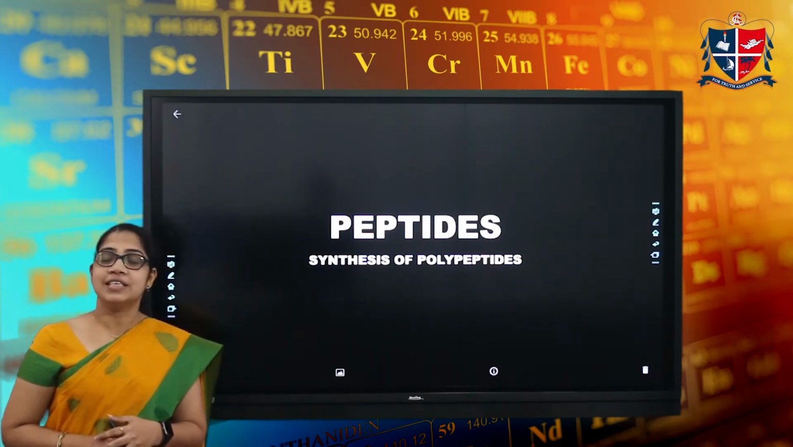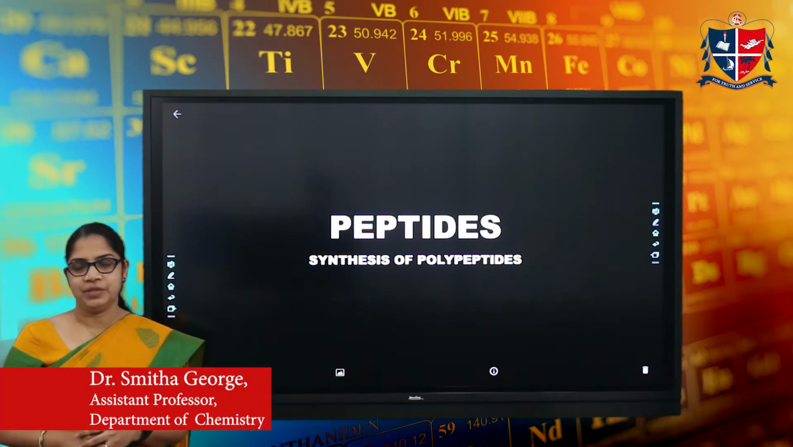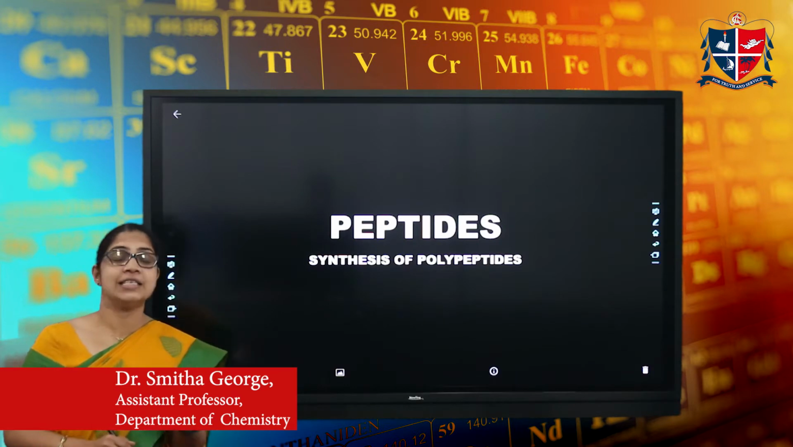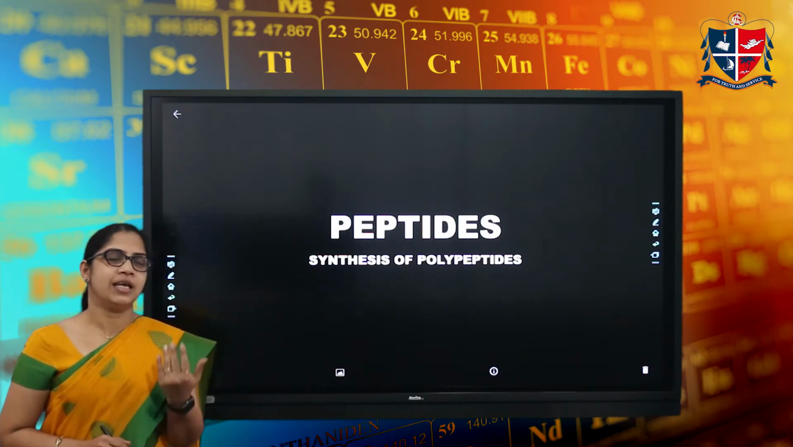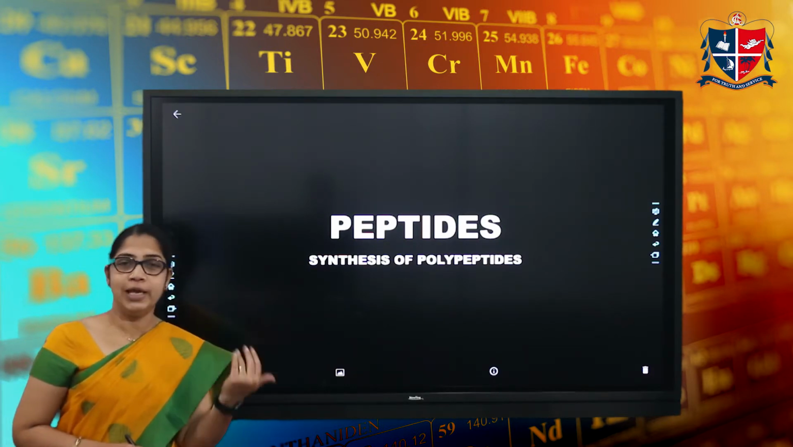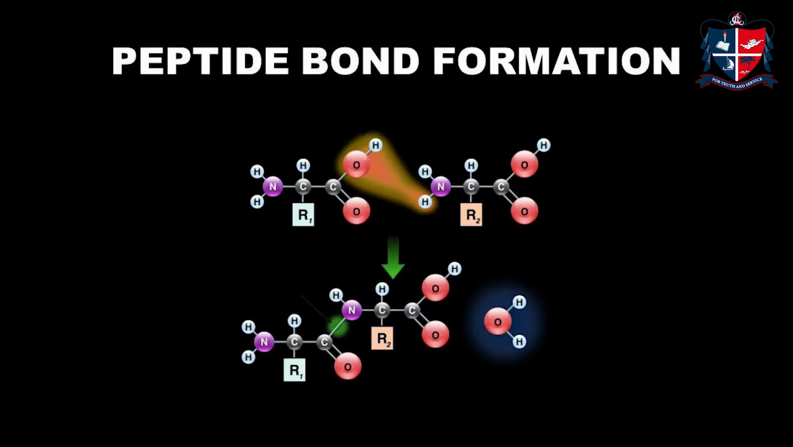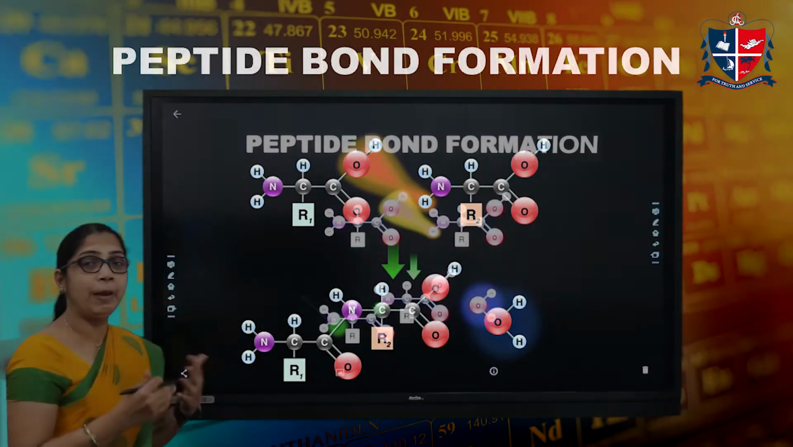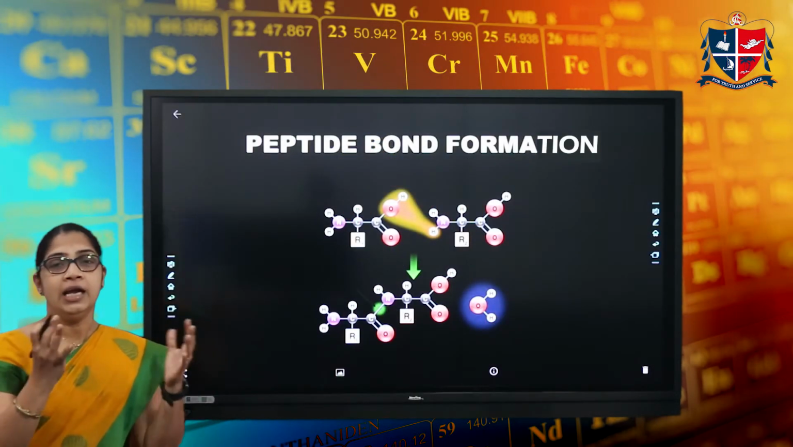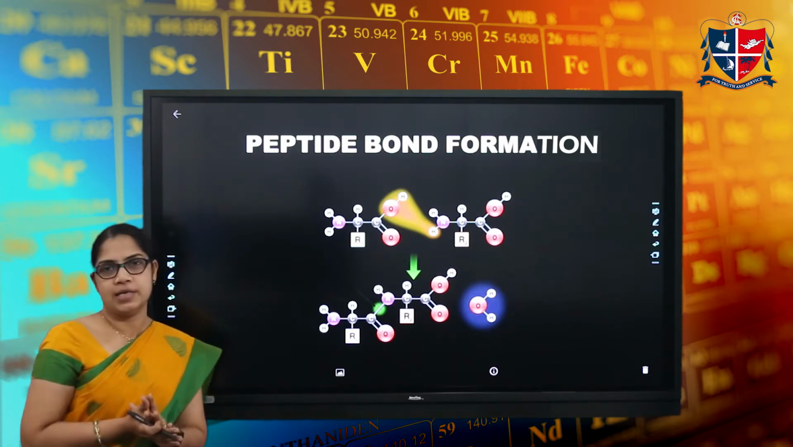Today's topic is synthesis of polypeptides. In the last class, I discussed amino acids and peptides. So today, I am going to discuss synthesis of polypeptides. This is a slide I discussed in the last class. That is how the peptide bond is formed by the condensation of two amino acids.